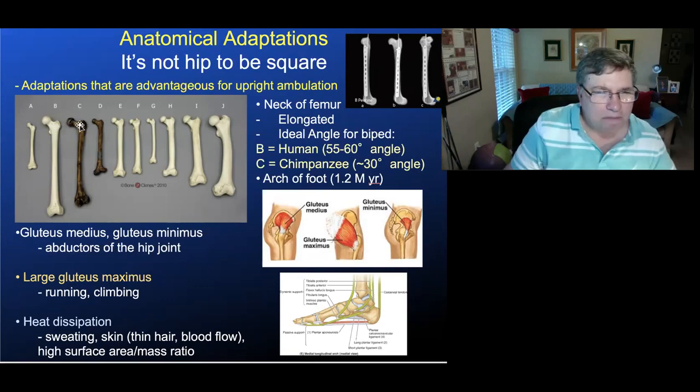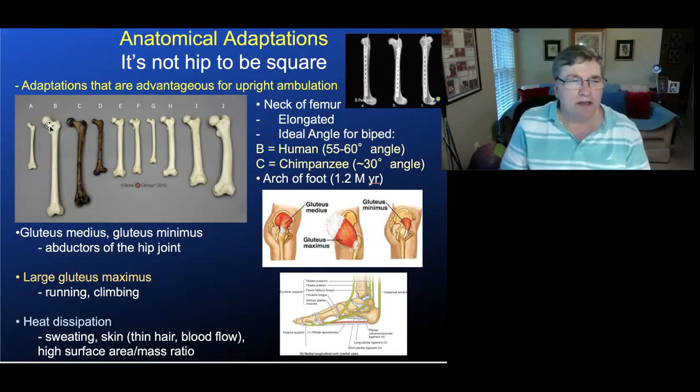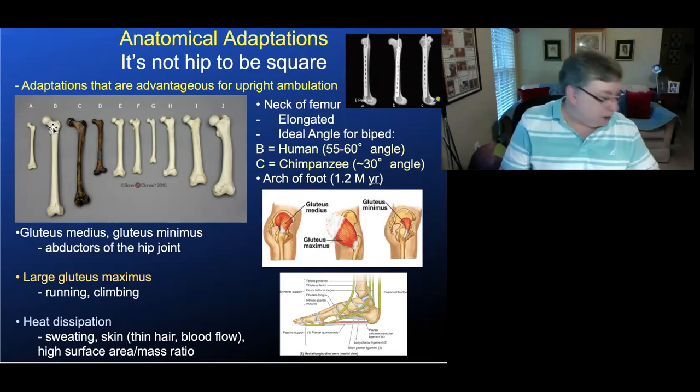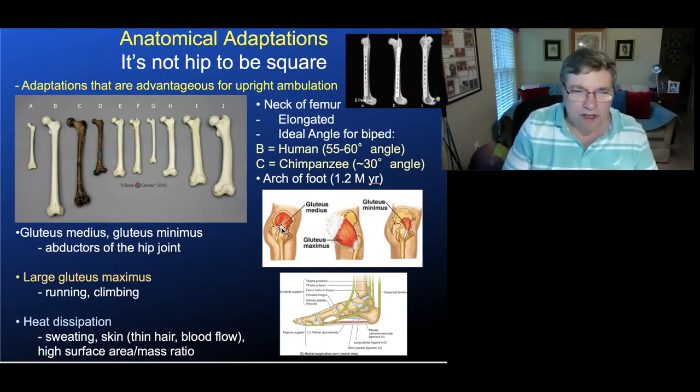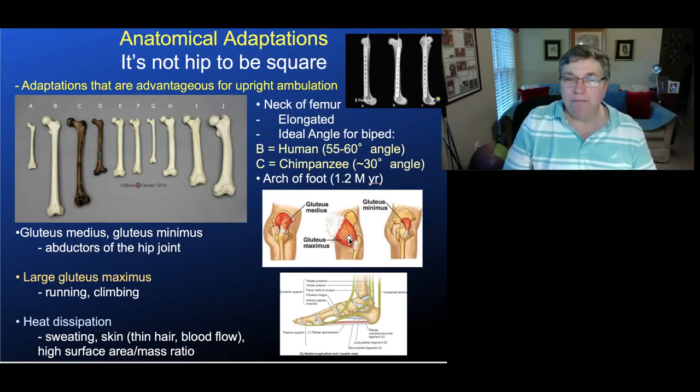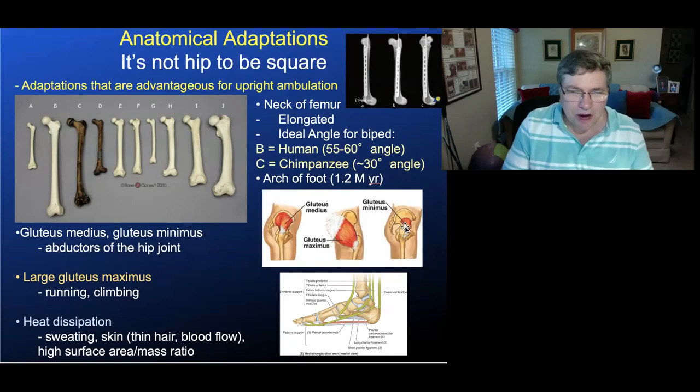Here's our cousin, the chimpanzee. It has a long neck too. That means the gluteus medius and gluteus minimus muscles, which compared with a cat or a dog, we've moved to the side. That way, these muscles produce hip abduction. Your gluteus maximus produces, excuse me, hip extension. Here's the gluteus medius and the gluteus minimus. They produce abduction of the hip.